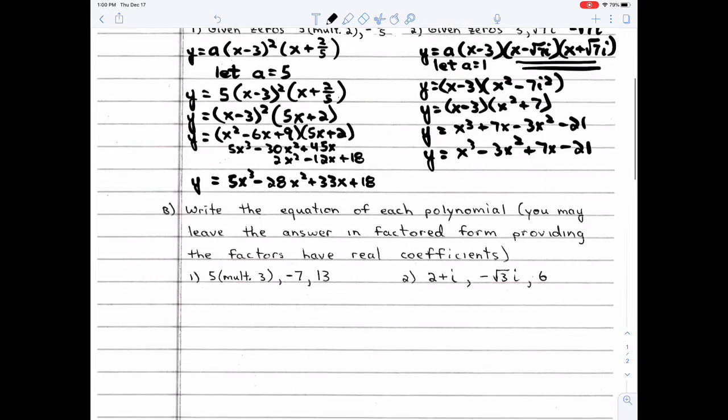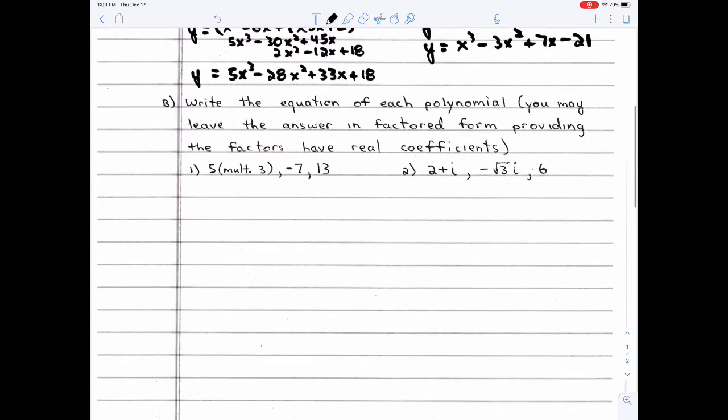Okay, so what do we have here? We have 5 exists 3 times, a negative 7 and 13. So it's y equals a times x minus 5, and I could write it 3 times, but I'm going to say it's cubed, times x plus 7, and x minus 13. Are there any fractions to get rid of? No. So we'll just let a equal 1, and you pretty much have your answer.